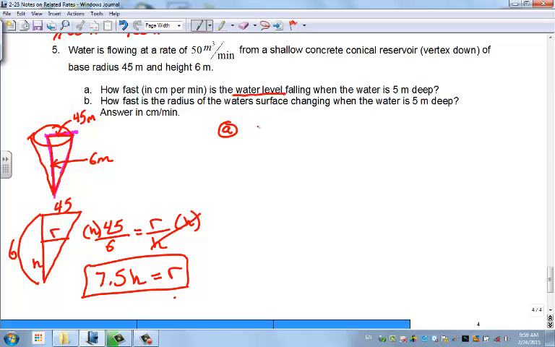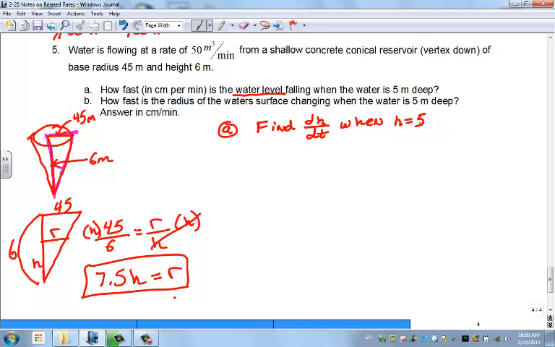So how fast in centimeters per minute is the water level falling? So water level is h. So you're finding dh dt when h equals 5. When h equals 5, we can easily figure out what r is, so we'll do that at some point in time. We could do it now, we could do it later, but let's wait till later because we want to resist the urge of plugging in all the variables. We don't want to plug in the plain variables until after we've taken a derivative. That is the most important part of doing a related rates problem.